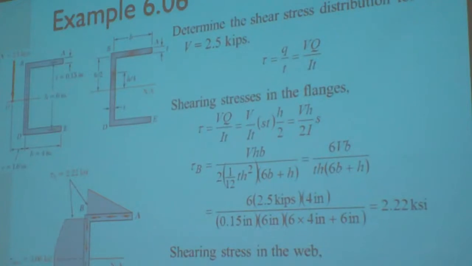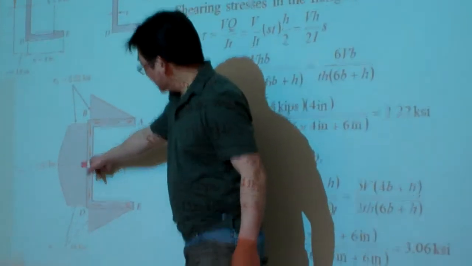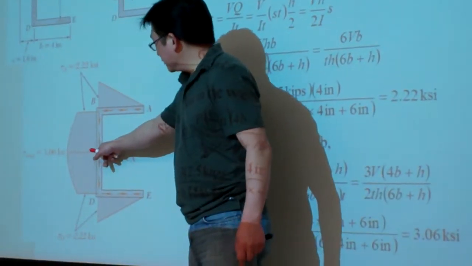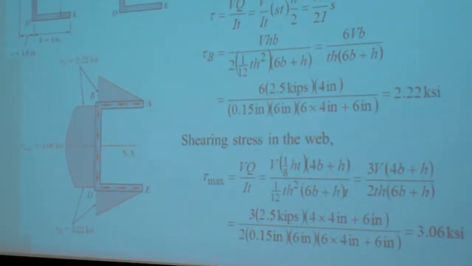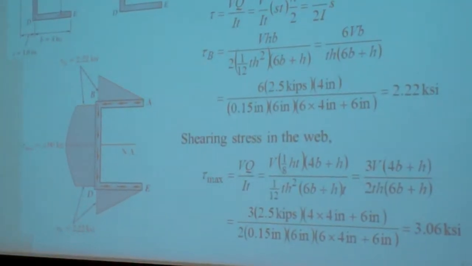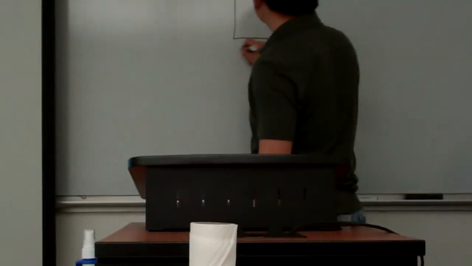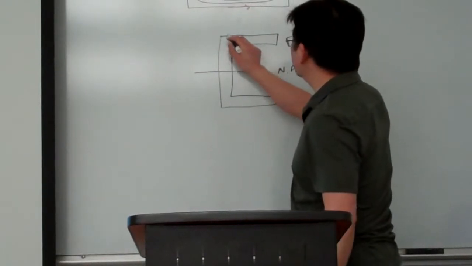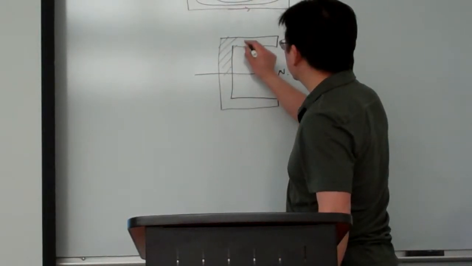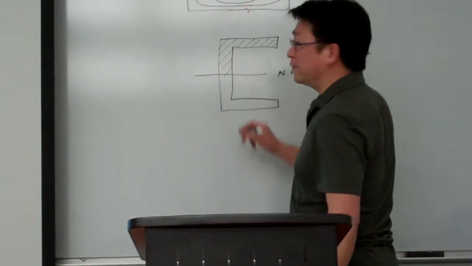Okay, this one is obtained here. So you can ask me how do I calculate that one. This number simply is this. We're looking at this geometry. This is the neutral axis. You simply take this shaded area for your Q.